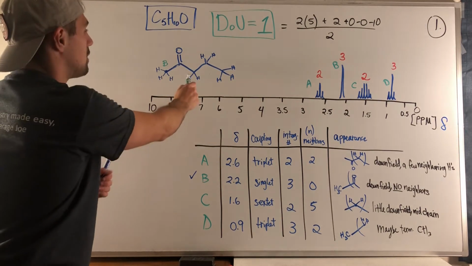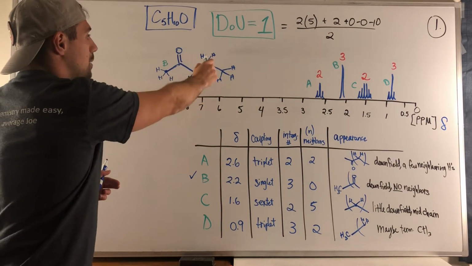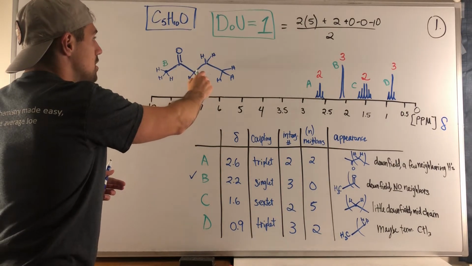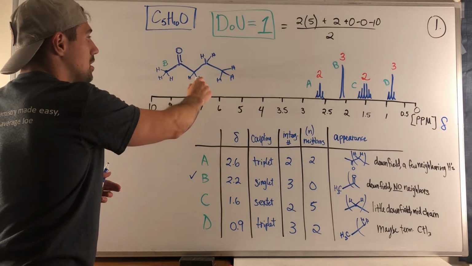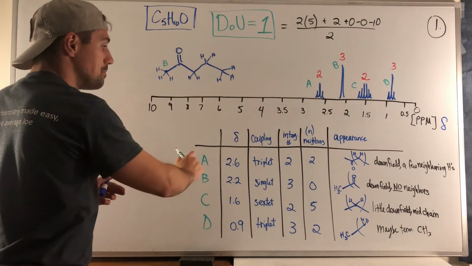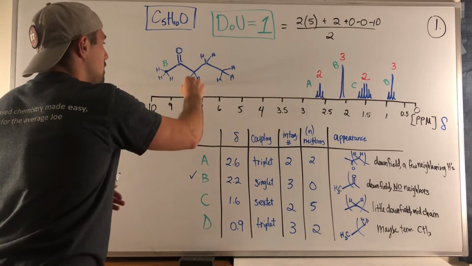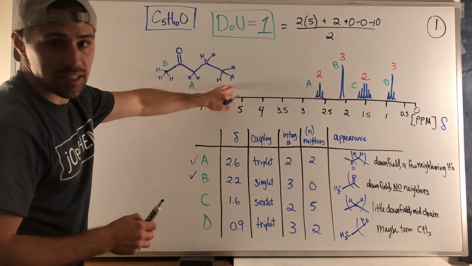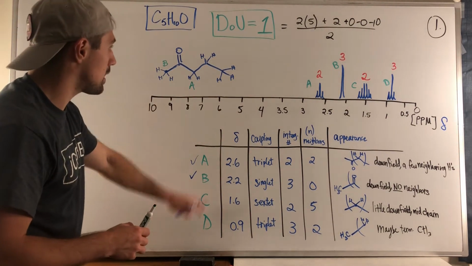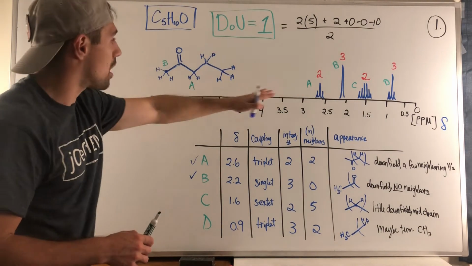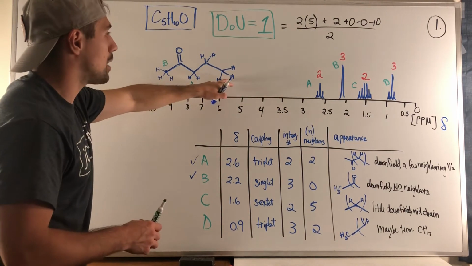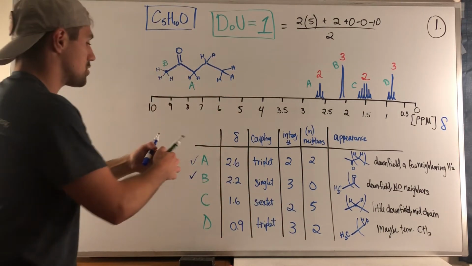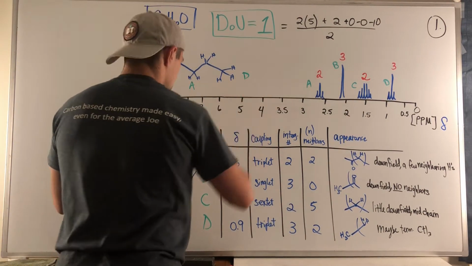Let's make sure the splitting pattern does too. So we have 2 neighbors. So this would come up as a triplet, right? Because 2 neighbors plus 1 would be 3. That is exactly what A is. I think this is a good representation of A. So I'm going to tackle this terminal case real quick. Super upfield, nothing would make it appear downfield, right? We have the triplet, 2 neighbors. This looks good. This would be letter D.